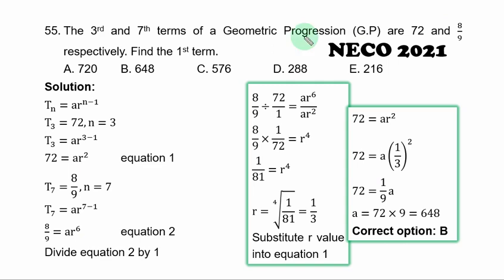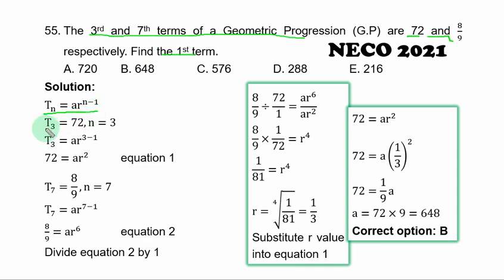Example 55. The third and seventh terms of a geometric progression are 72 and 8/9 respectively. Find the first term. Solution. This question centers around the nth term formula of a geometric progression.